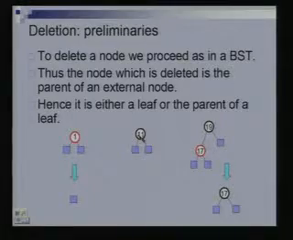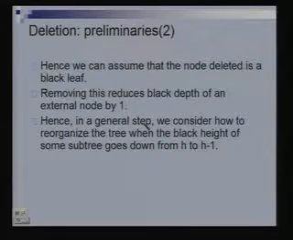Right. So hence we can assume that the node deleted is a black leaf. That is, this is the only case which is really interesting for us. And removing this reduces the black depth of an external node by 1. And so in general, we are going to assume the following. We are going to look at the following step, right? That there is some subtree whose black height is reduced by 1.